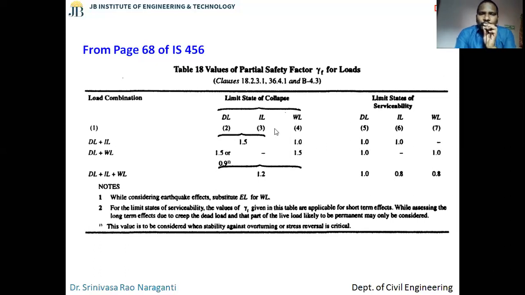So this table talks about what kind of partial safety factors we use for the loads based on the kind of load combinations. But for our course, we mostly use the dead load and live load combination. That is why throughout the course, our load factor will be 1.5. We'll get the working loads and multiply with 1.5 throughout the course because we consider only dead load and live load in the load combinations.